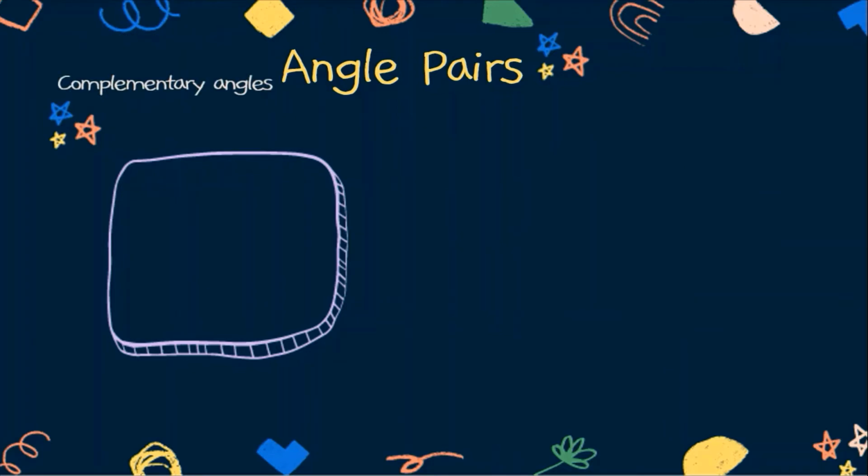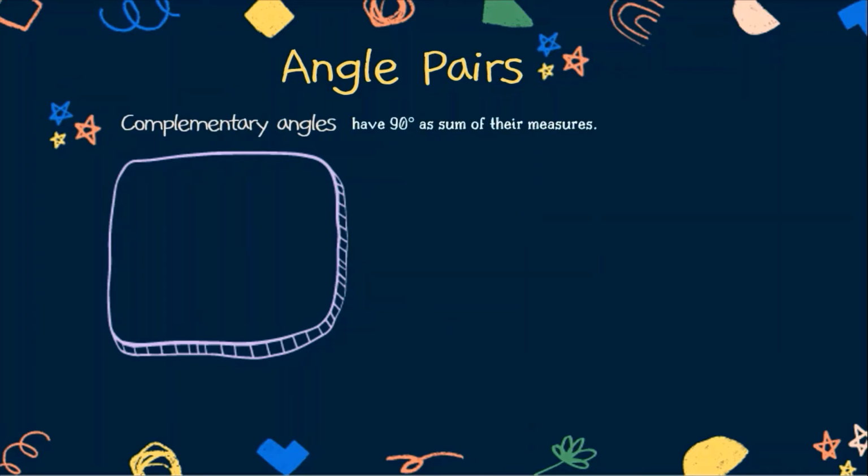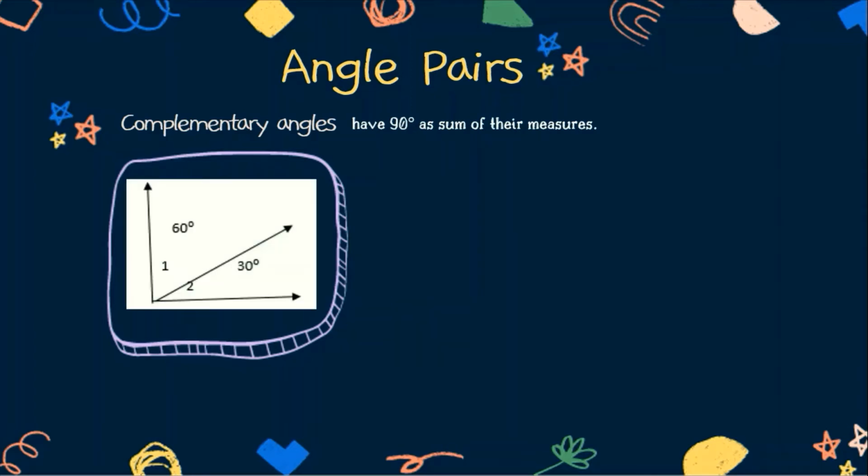Another angle pair is what we call complementary angles. These are angles that have 90 degrees as sum of their measures. If we have this illustration, we have 2 angles, angle 1 and angle 2. So this is angle 1 and this is angle 2. As we can see, yung kanilang mga measurement ay indicated. The measure of angle 1 is 60 degrees and the measure of angle 2 is 30 degrees.